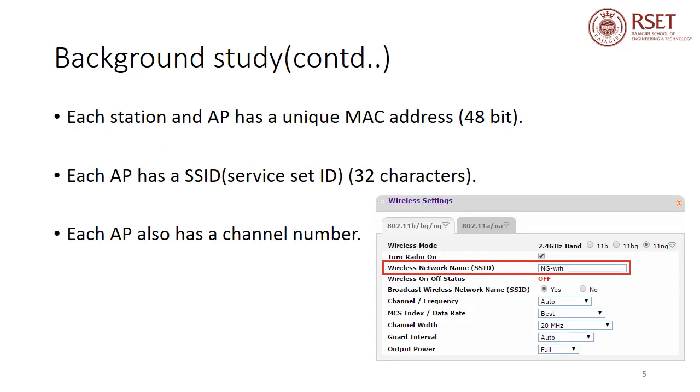Every wireless station and access point involved in a basic service set will have a unique MAC address, which is a 48-bit address, and every access point also has an SSID, or service set ID, which is basically 32 characters in length. Every access point will also have a channel number. An example of the same is shown in the diagram here. It shows the wireless settings of a laptop, where we can see the SSID given as NG Wi-Fi, the wireless on or off status is off, and the various other properties for that corresponding device.